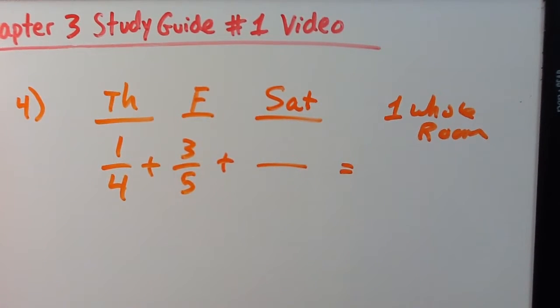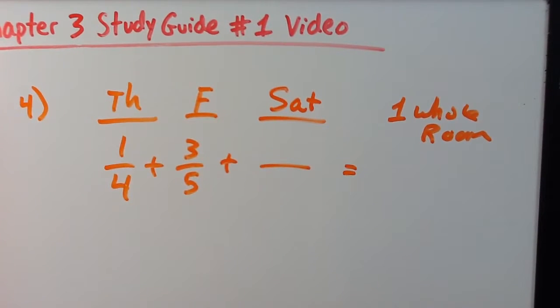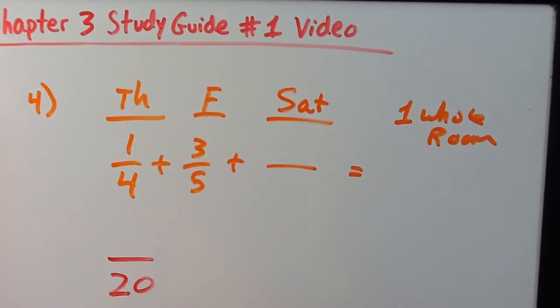Okay, so because we're adding fractions here, 1/4 plus 3/5, we need a common denominator. And so what would the least common denominator be between 4 and 5? Well, you should say 20, right? And so what we need to do is get these fractions to have a bottom number of 20.